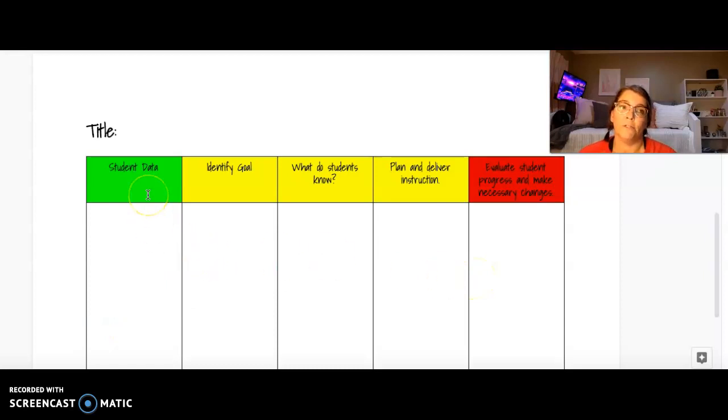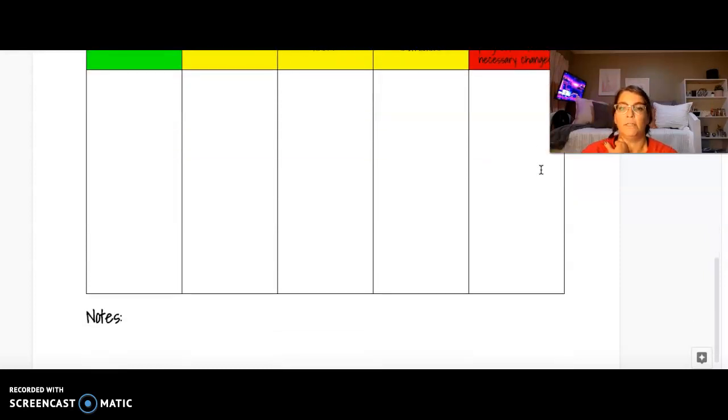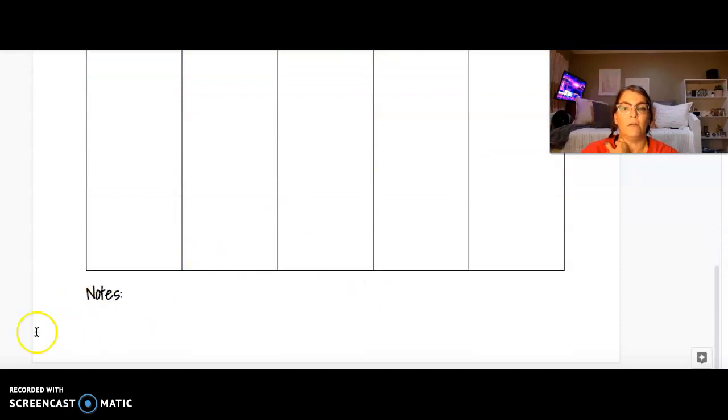The graphic organizer is also color coordinated like the stop sign. So starting with your student data, then identifying your goal, what do the students already know, plan and deliver your instruction, and then you would stop with evaluating the progress and also making needed changes. And then at the bottom, I've just left an area for additional notes, and that is my data protocol.